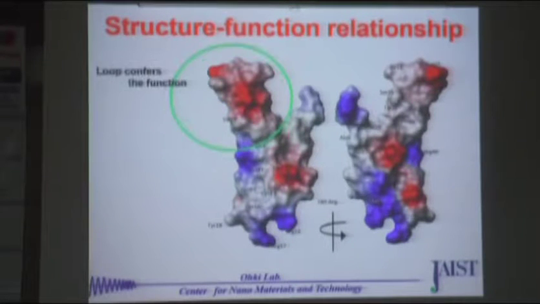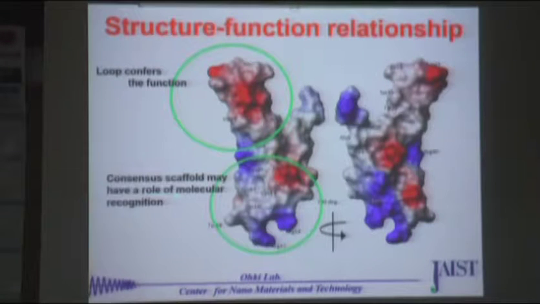So this is a summary of the structure-function relationship of stomagen. The blue covers the function, and here is the scaffold region. The scaffold region, consensus scaffold, may have the role of molecular recognition. Interestingly, this region, the molecular surface, has very conserved cysteine residues. The cysteine cluster is here.